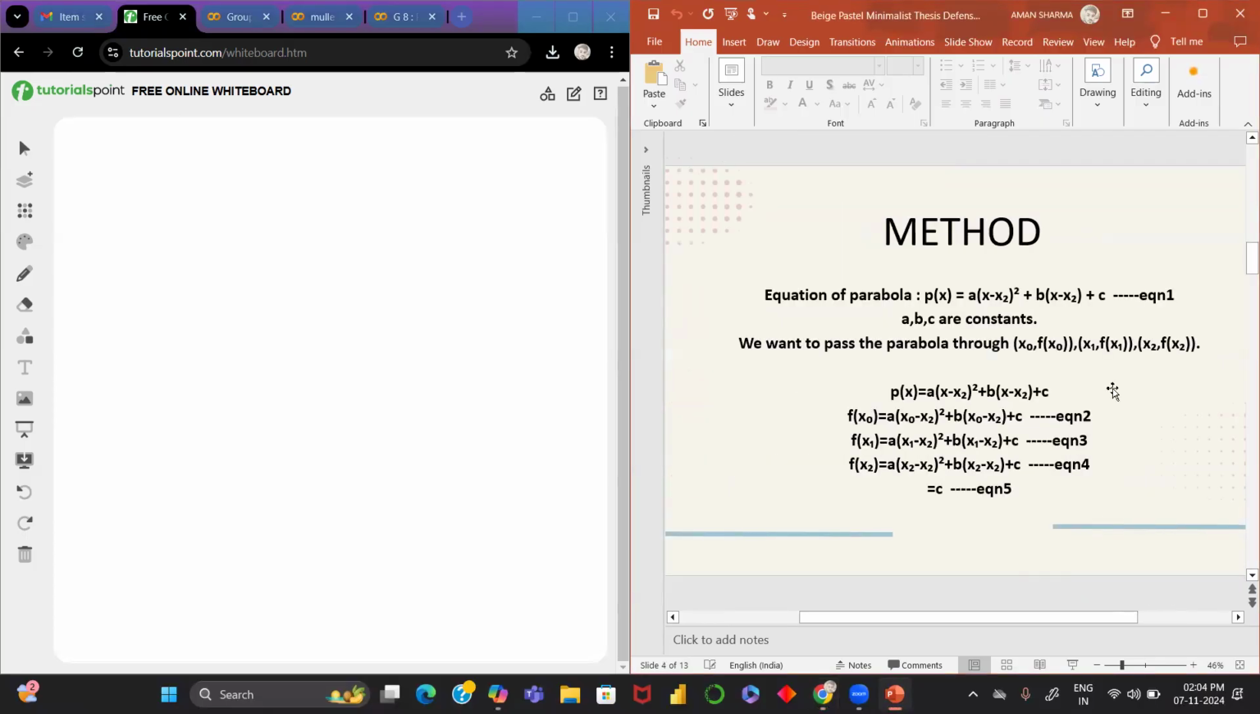We first use a parabola. The equation of the parabola is P(x) = a(x - x2)^2 + b(x - x2) + c, where a, b, c are constants, and we want to find a, b, c to get the root of the equation. We want to pass a parabola through the first three initial points: x0, f(x0); x1, f(x1); and x2, f(x2).